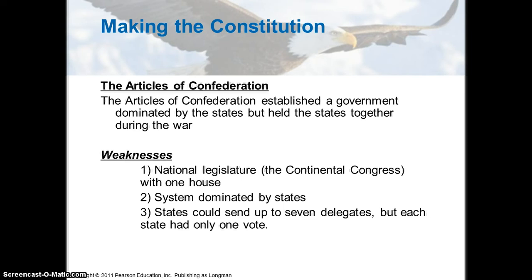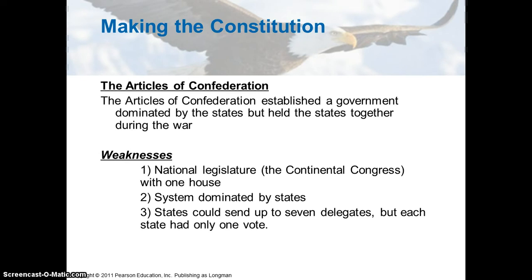They align themselves together. They form a very loose national government, and it is the rules for that national government are expressed in something called the Articles of Confederation. The Articles of Confederation holds the states together through the Revolutionary War, but it has a ton of weaknesses, and they become very apparent after the war.